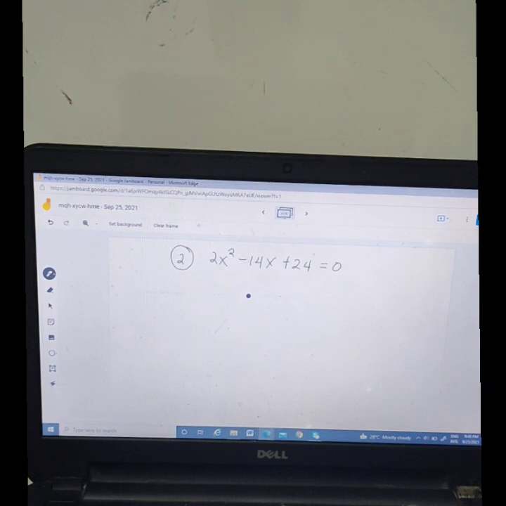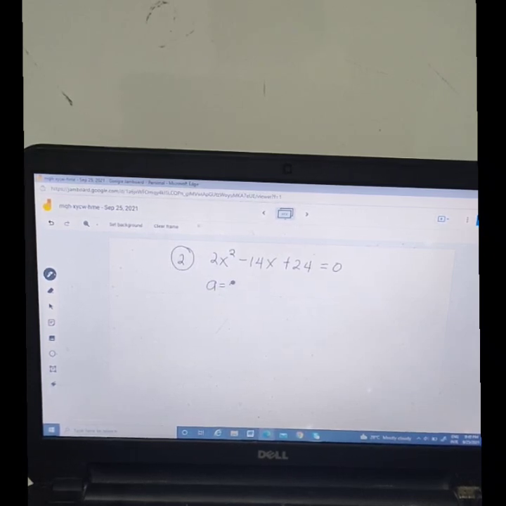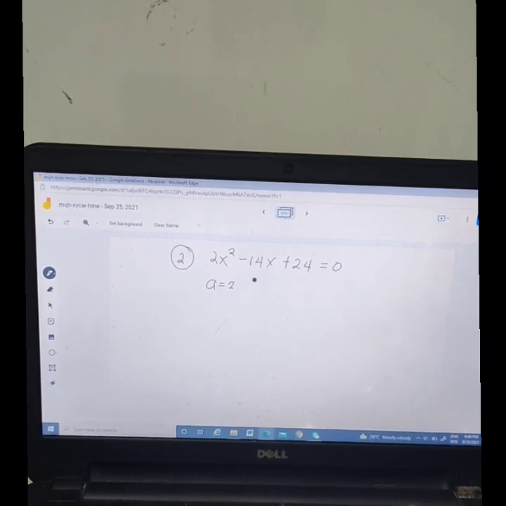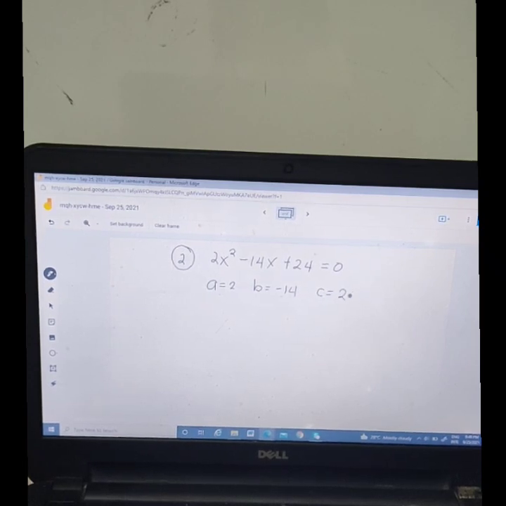Example number 2. 2x squared minus 14x plus 24 is equal to 0, and you are asked to find the sum and the product of this equation. The first step is to find the values of a, b, and c. So we have a, which is equal to 2, b is equal to negative 14, and c is equal to 24. After that, proceed with the formula.